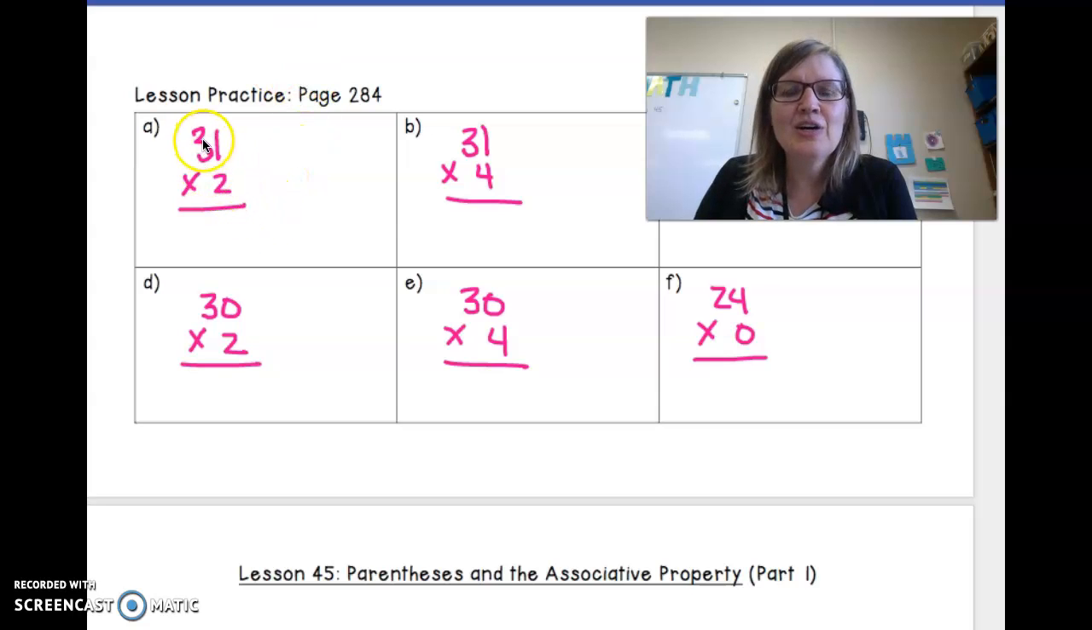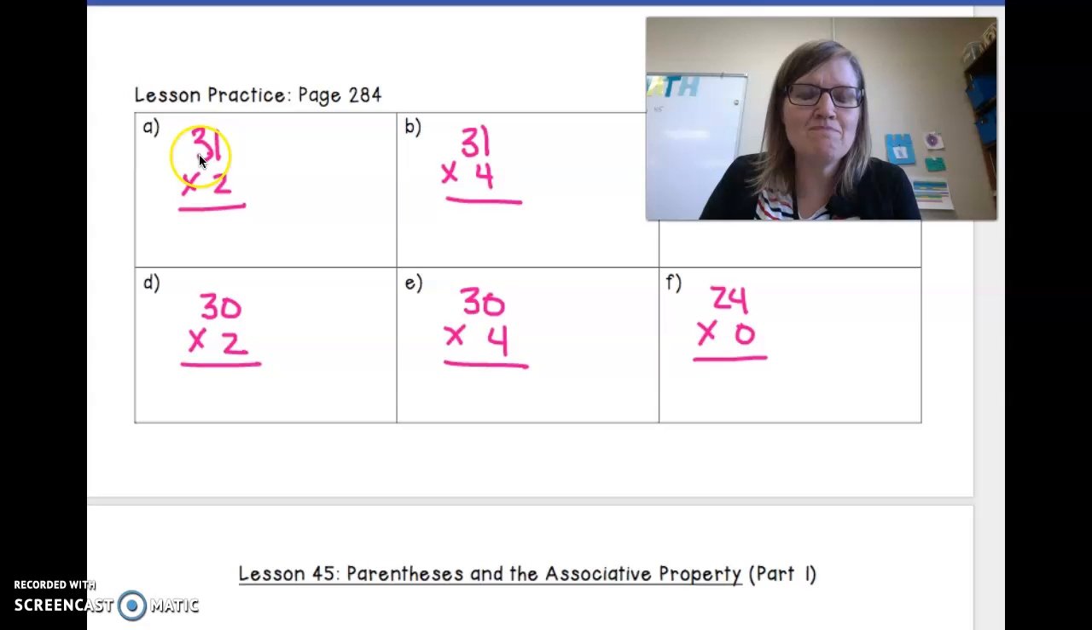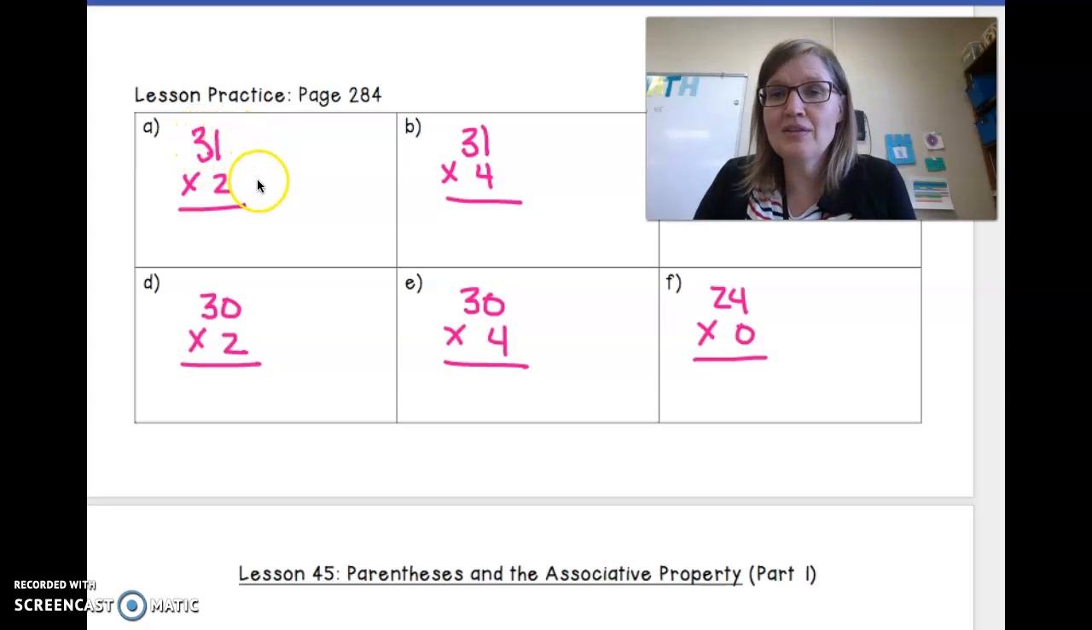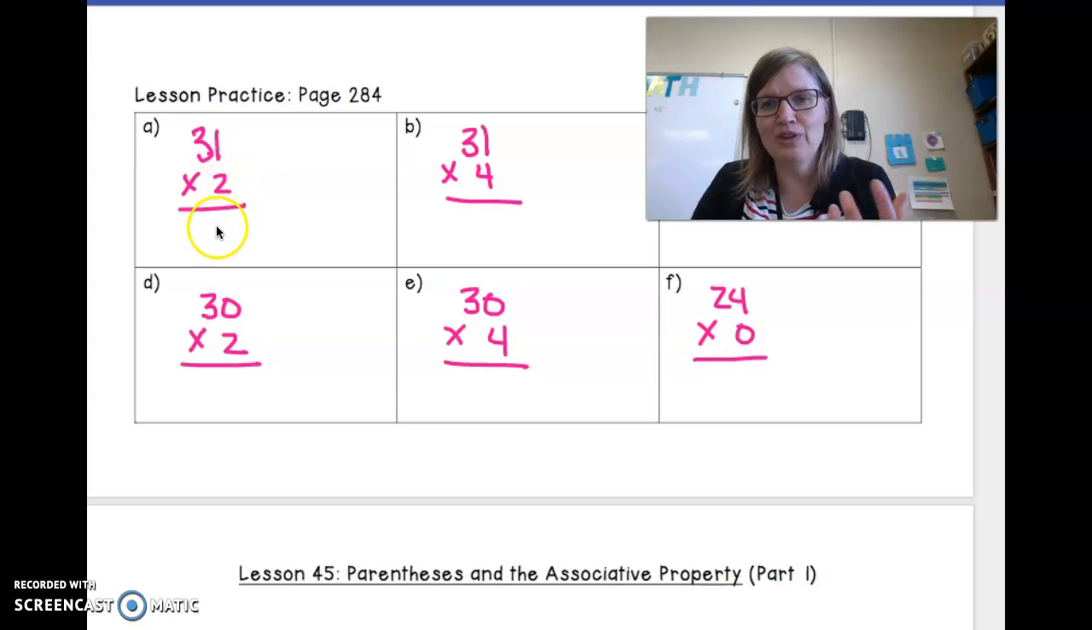Let's begin. 31 times 2. Remember, I start with my ones and then I go over to my tens. So they want us to find the product. That's code for multiply your factors, and you'll come up with your product.